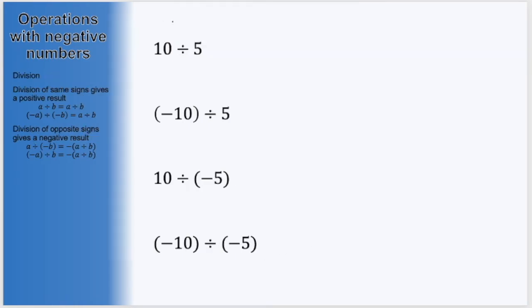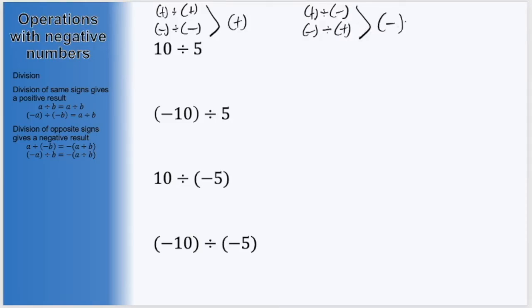Next up, we have division. Division of negative numbers follows the same rules as multiplication. Division of like signs, so a positive divided by a positive, or a negative divided by a negative, will give us an overall positive result. But for opposite signs, a positive divided by a negative, or a negative divided by a positive, we will end up with an overall negative sign in our answer. Let's take a look at some examples.